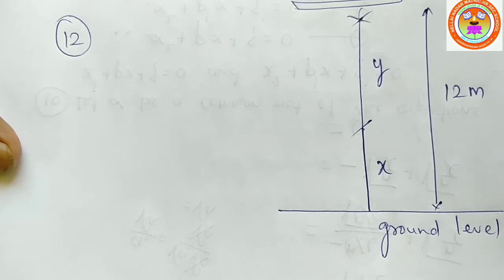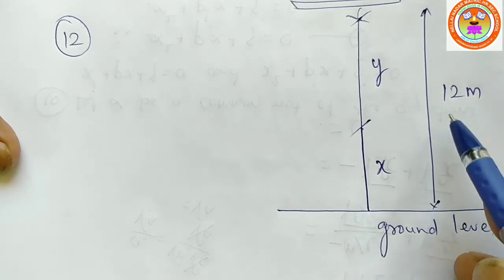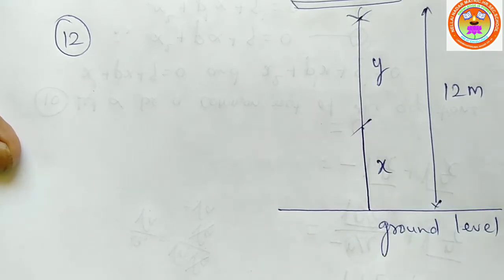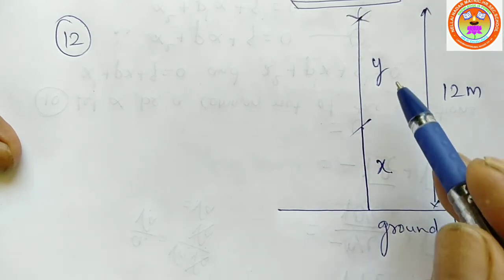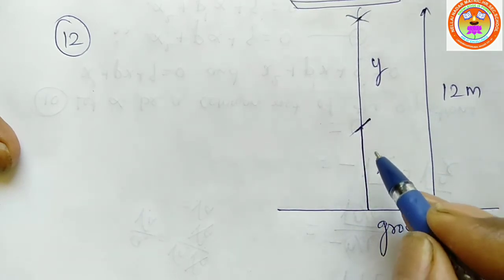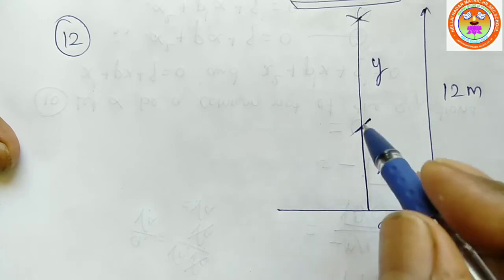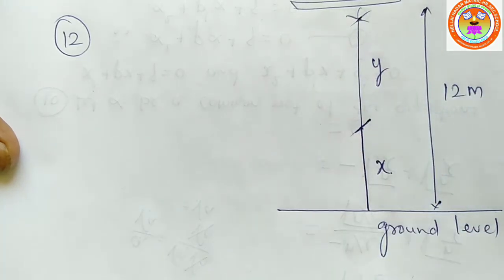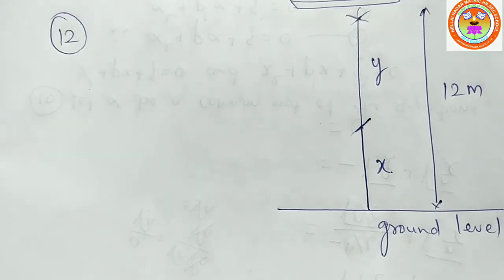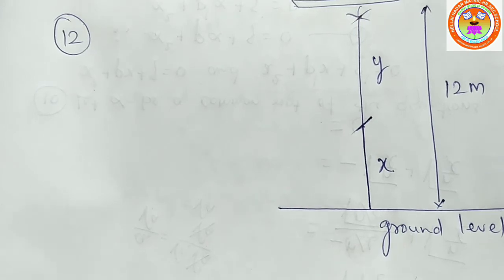See the question one more time. It is given that there is one tree which is of height 12 meters, which is broken into two parts. We are taking the two parts to be x and y. This x part is still standing, the leftover part. This y part fell down. But it is given that the height of the part which was left standing was the cube root of the length of the part that was cut away.